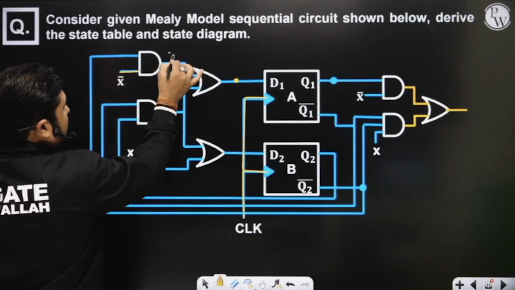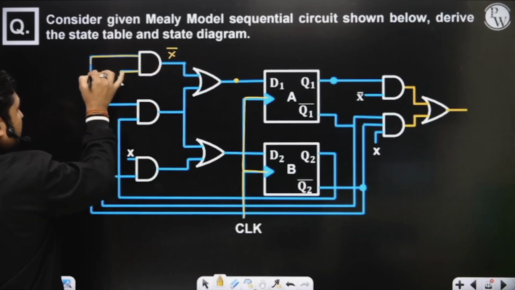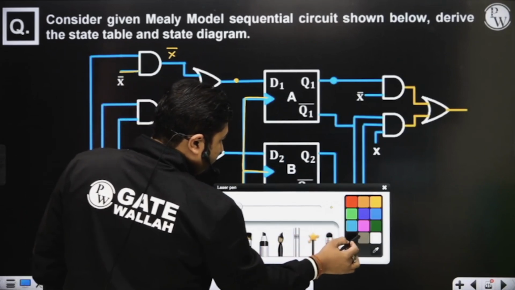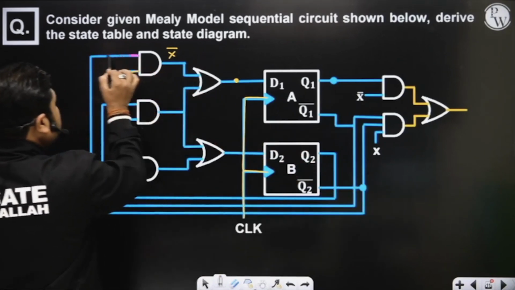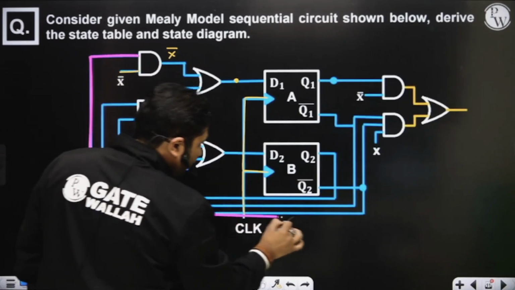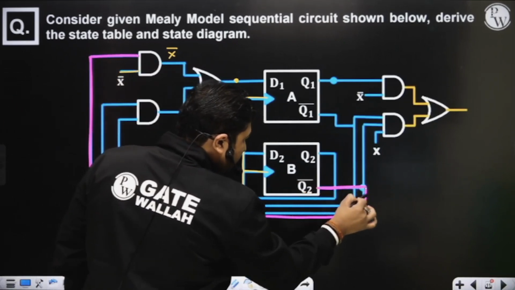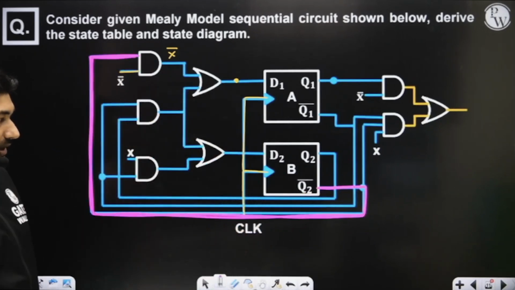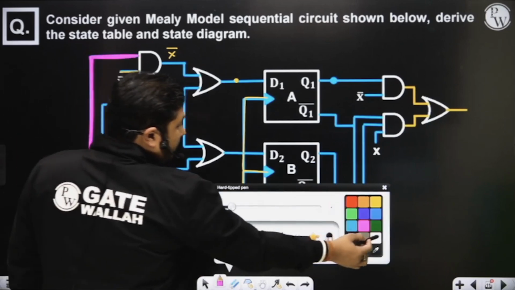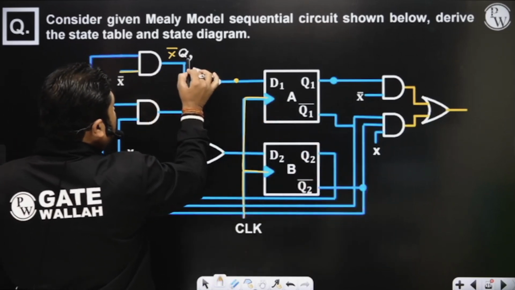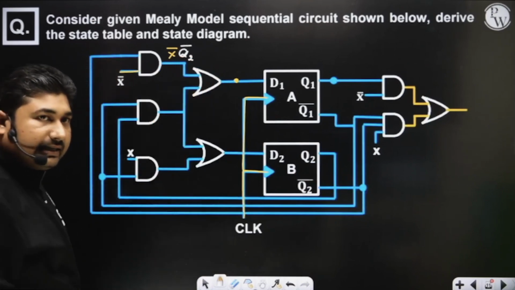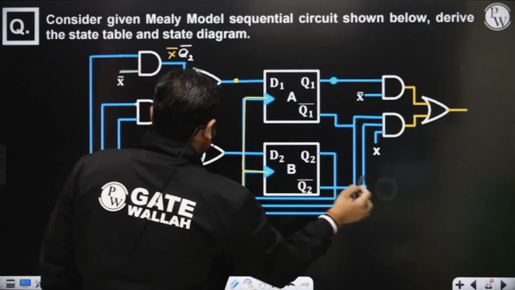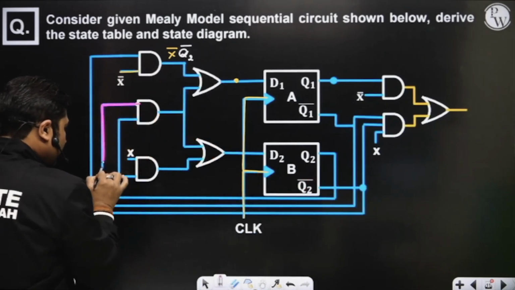This is X bar. And if you observe, this line is coming from here. That is Q2 complement. So you can write X bar Q2 complement. Is it okay? Now, if you observe here, what are the inputs? We need to identify the inputs first. Very important.